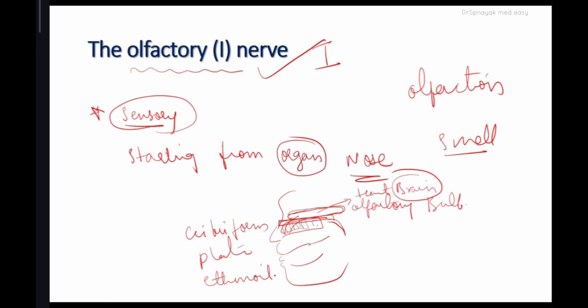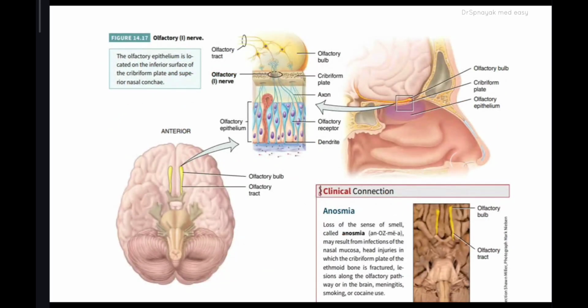In previous classes we discussed the ethmoid bone, right? The ethmoid bone is present between the olfactory nerves and the olfactory bulb. I have displayed some images here. I think it will be easy for you to understand.